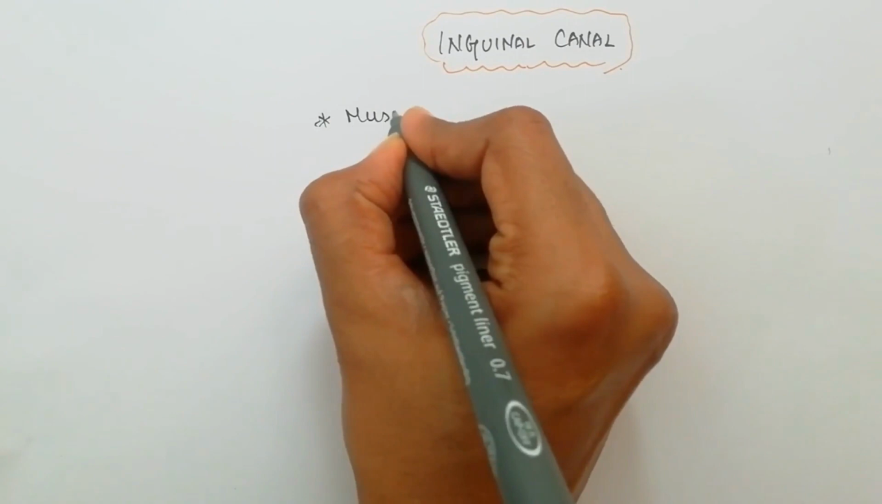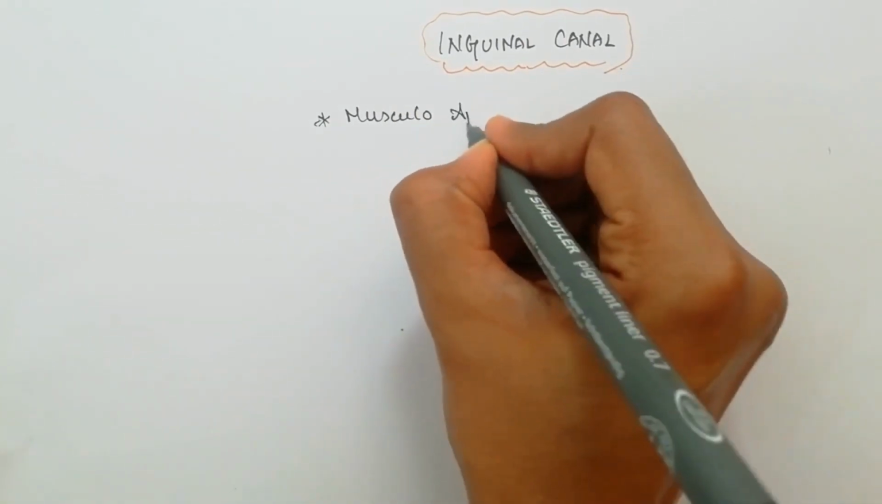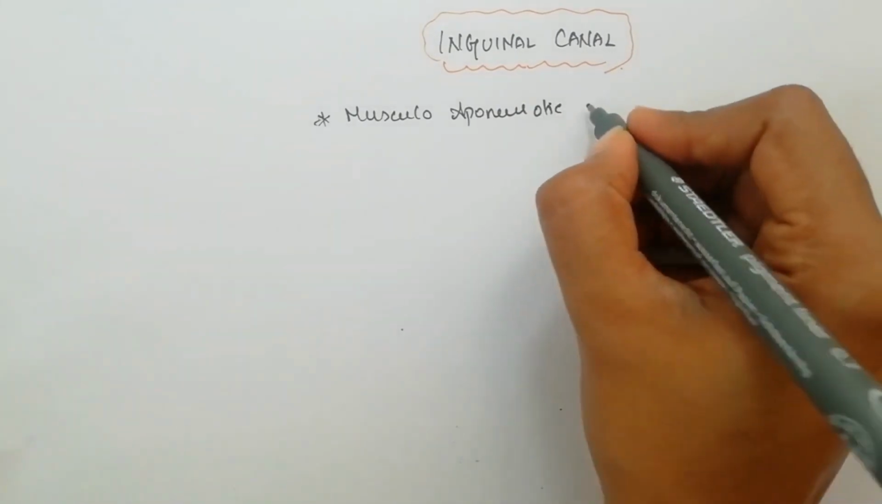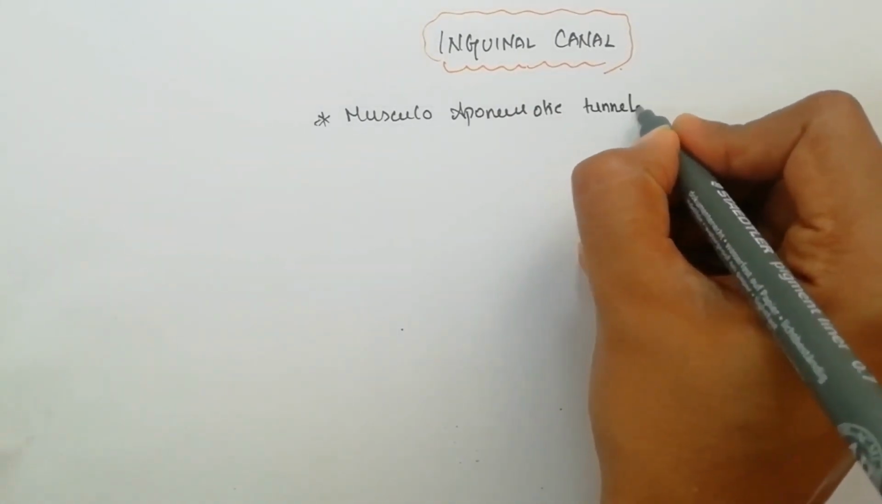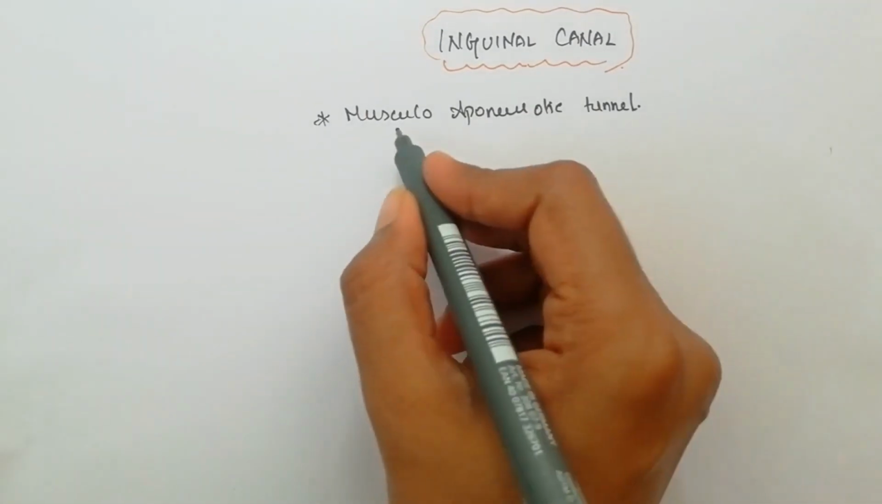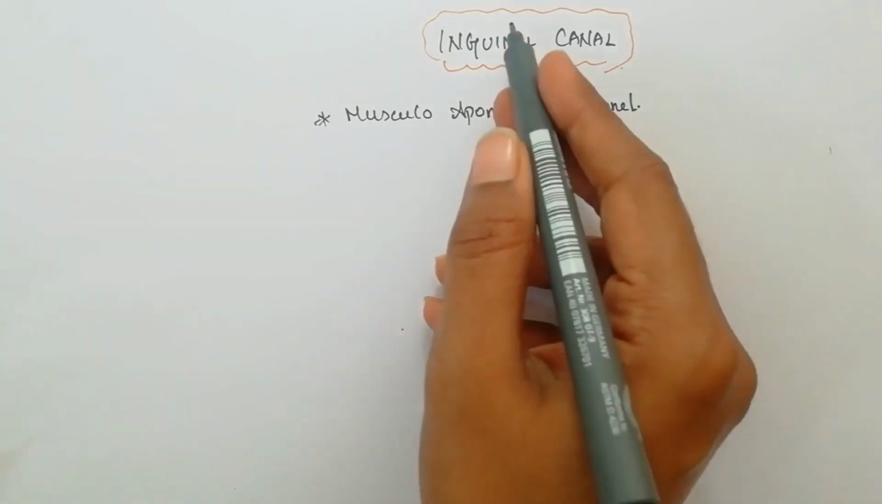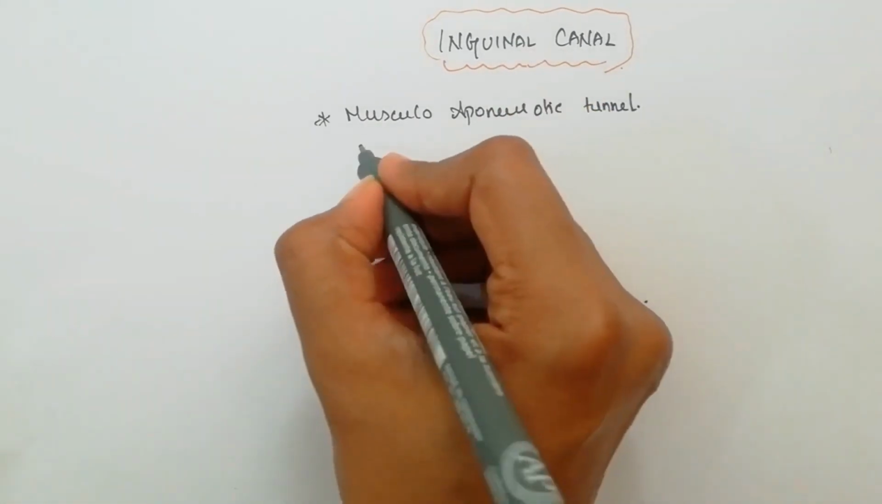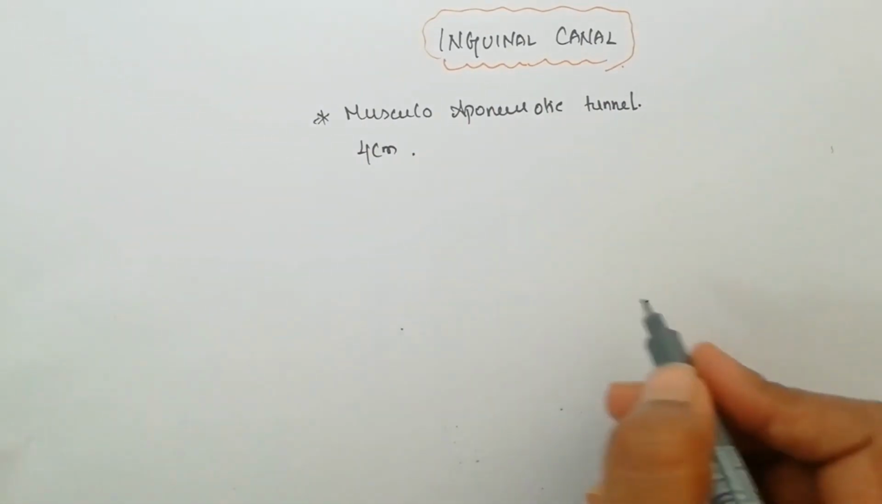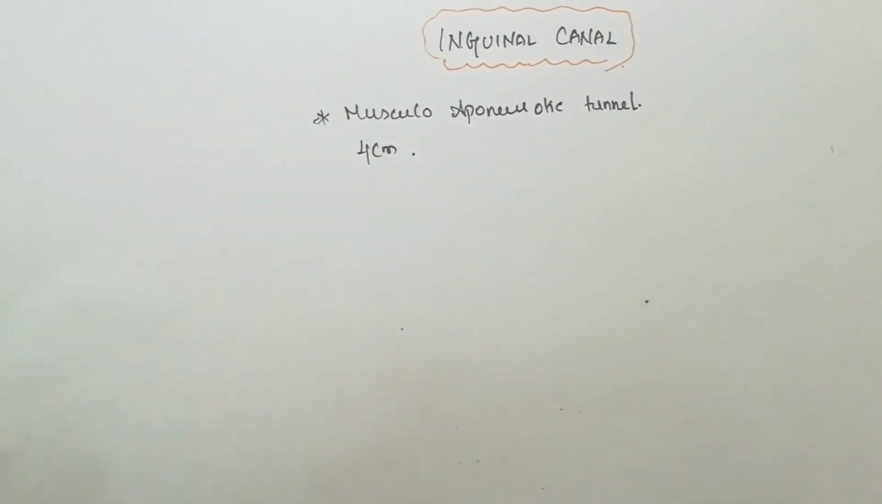So it is a musculo-aponeurotic tunnel. That means it has both a muscular part and an aponeurotic part, and it gives a canal-like area, and that is called a tunnel. So the muscular and aponeurotic tunnel is nothing but the inguinal canal, and it is about 4 cm in length, and in extent it extends from the deep inguinal ring.